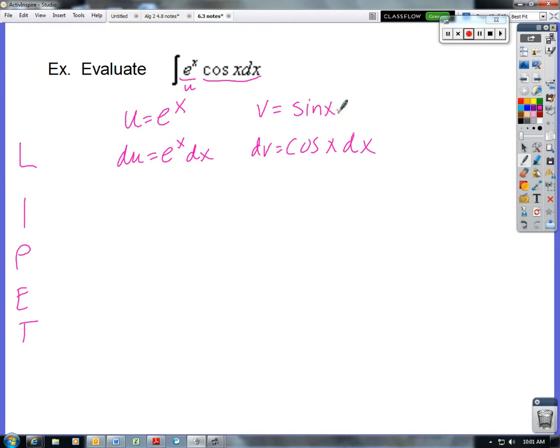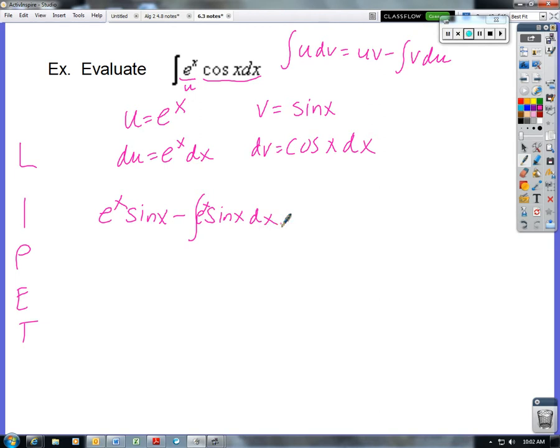Let's put up the parts formula. Integral u dv equals uv minus the integral v du. See how we're doing this over and over and over? It's going to start getting stuck in your head, so you'll remember it. And, okay, so u is e to the x, v is sine of x, minus the integral of v du. Put that out in front there.